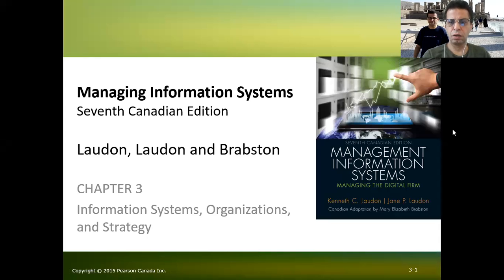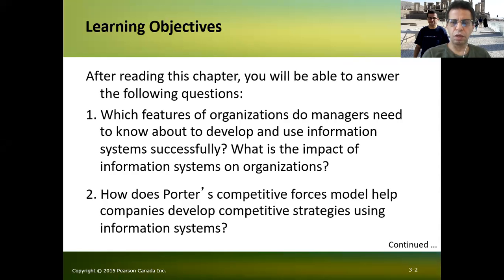Okay, in chapter 3 of Management Information Systems, we'll be talking about managing information systems. The learning objective of this chapter is that after you read it, you will be able to answer the following questions. Which features of organizations do managers need to know about to develop and use information systems successfully?